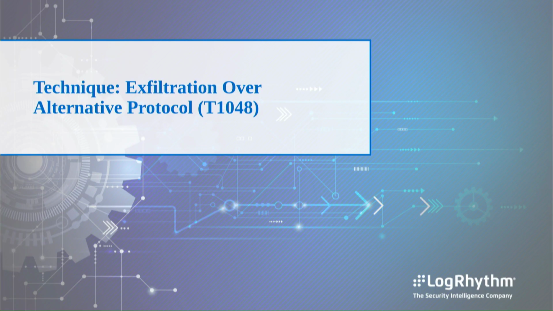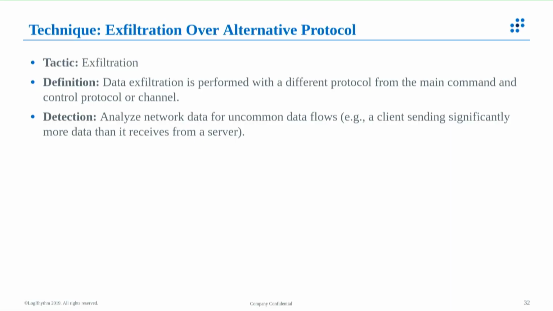All right, we'll cover exfiltration over alternative protocol. So this we touched on a little bit earlier, using the ping command to do exfiltration, right? And so on that one, the tactic is exfiltration. And the definition for MITRE is data exfiltration is performed with a different protocol from the main command and control protocol or channel. And of course, the detection is analyze network data for uncommon data flows. For example, a client sending significantly more data than it receives from a server.